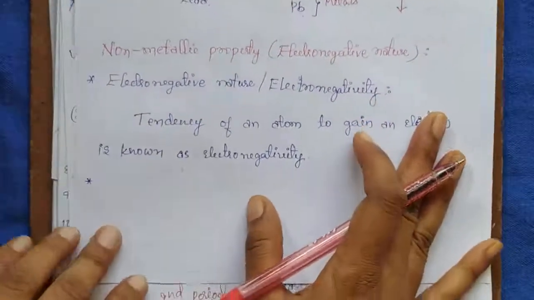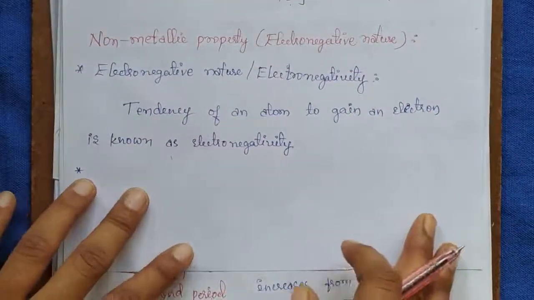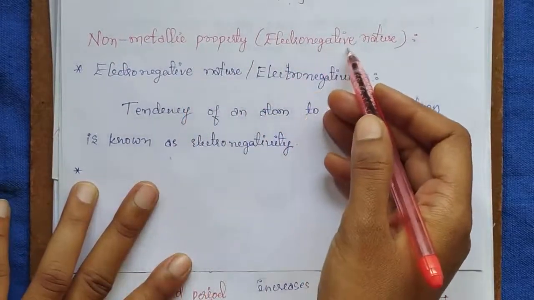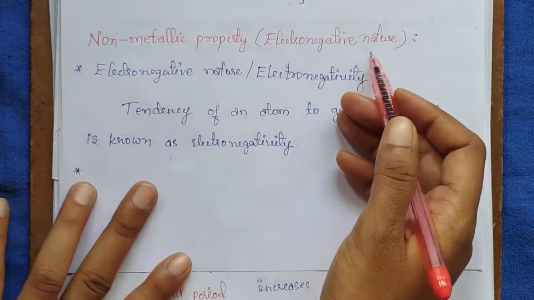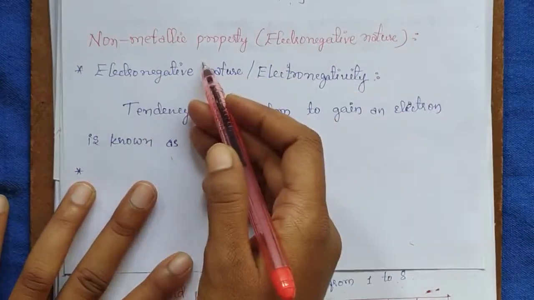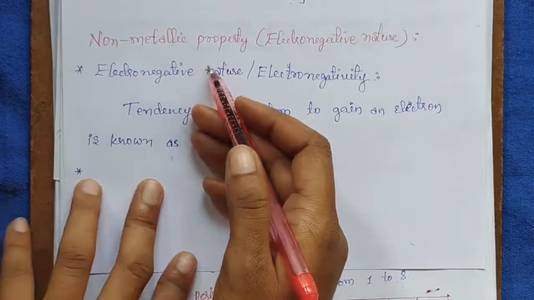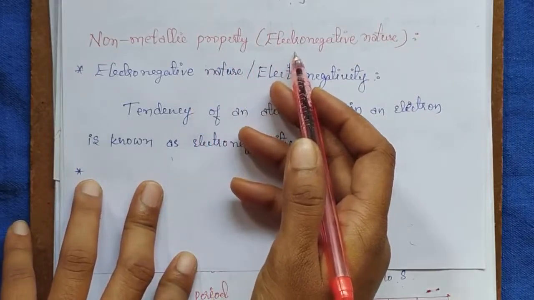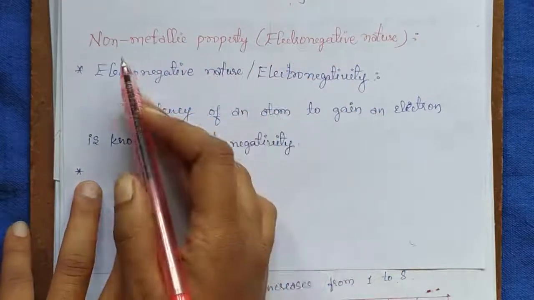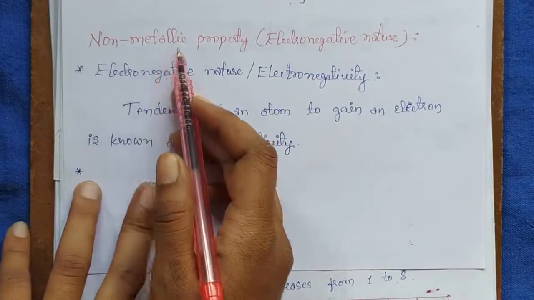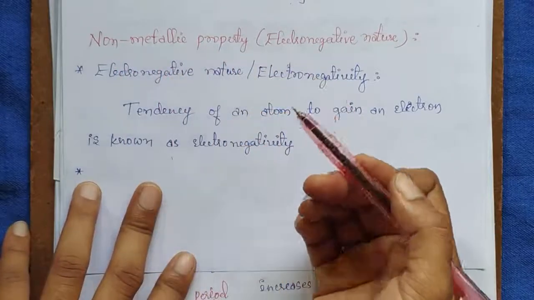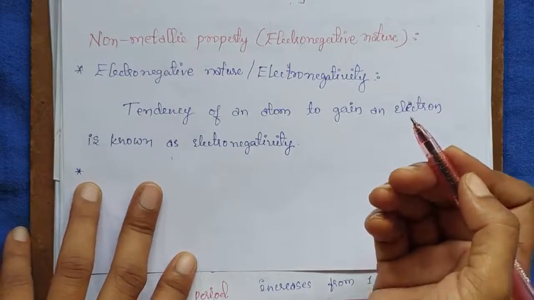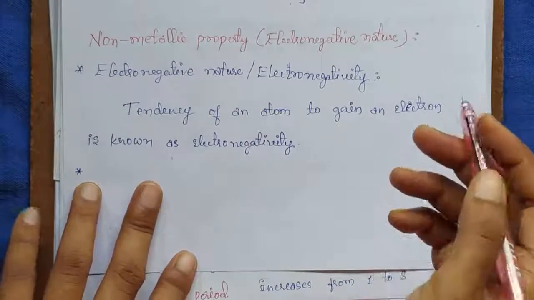Now we will move to the non-metallic property. These non-metals are electronegative in nature. Metals tend to lose electrons and become positively charged ions. Similarly, non-metals have a tendency to gain an electron and form negatively charged ions.